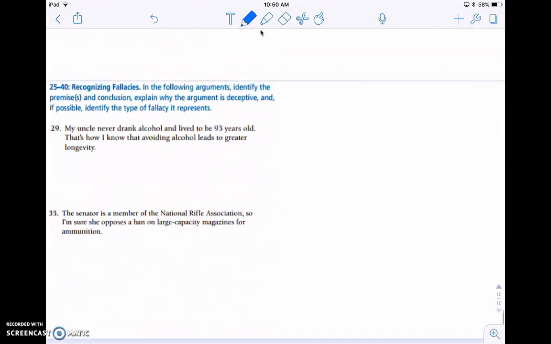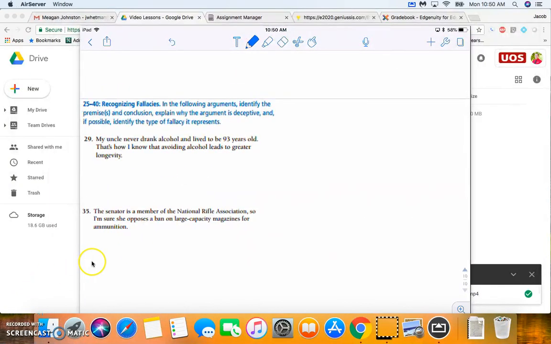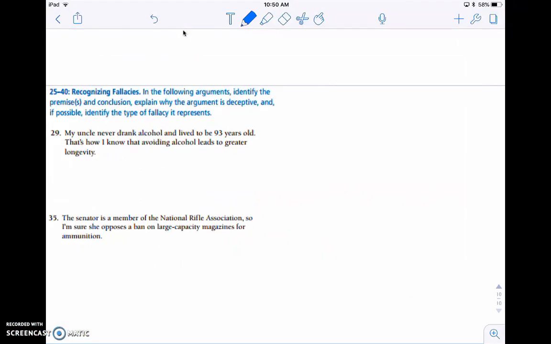So now let's go ahead and see if we can identify which fallacies are taking place. I'm thinking I might be kind of up against the clock. I've got just a couple minutes. We'll be able to finish. So in these, we want to identify the premise and the conclusion, explain why the argument is deceptive, and if possible, identify the type of fallacy. So the first one says, my uncle never drank alcohol and lived to be 93 years old. That's how I know that avoiding alcohol leads to longevity.